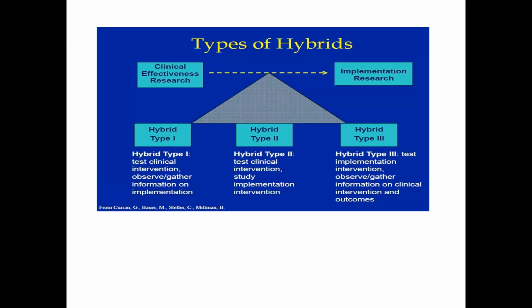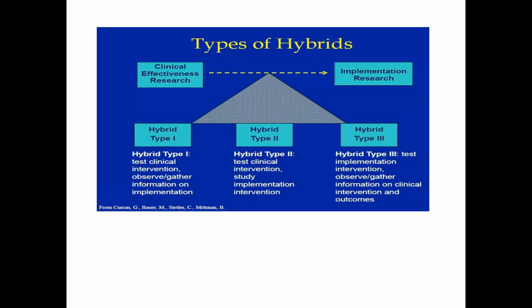And so that was the point of this. Hybrid type 1, which I'm doing right now in lung cancer, working with Memorial Sloan Kettering, we have a grant from NCI to look at the effectiveness of multiple different patient interventions in the lung cancer screening setting, in a remote study. So the main aim is an effectiveness aim: are all these interventions effective? But the secondary aim is to gather some information on implementation.